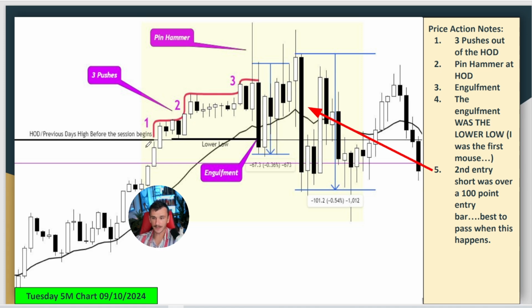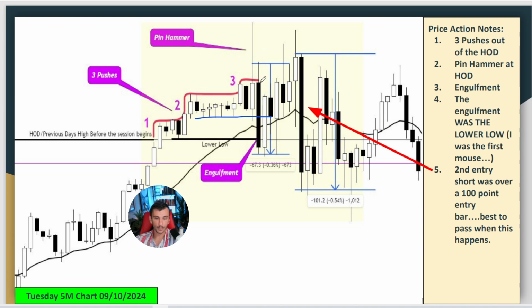So this was coming out of consolidation, previous day's high, push 1, push 2, push 3. All of that's looking really good. We also have an up, a down, an up that is also a pin hammer at the high of the day. And then we get this big down close bar that closed lower than all of these other bars over here, which was perfect in my mind.